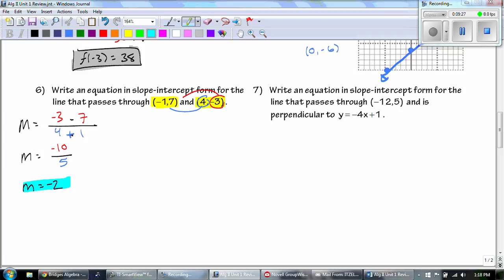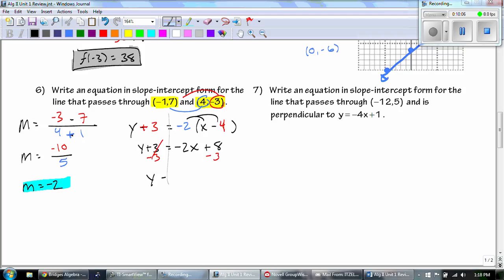Okay, so I need to take that slope now and plug it into point-slope. So I know that this is -2. You can use either point. I picked (4, -3) when I was doing this. So that changes to a +3 and to -4. The left side stays the same. And as I'm distributing, that's -2x plus 8. Then to solve for y, we subtract 3 from both sides, and I get that y equals negative 2x plus 5.